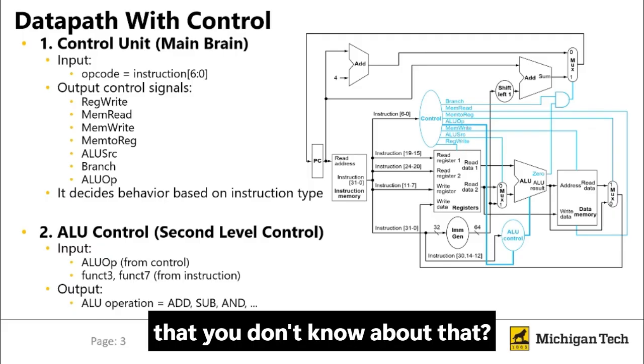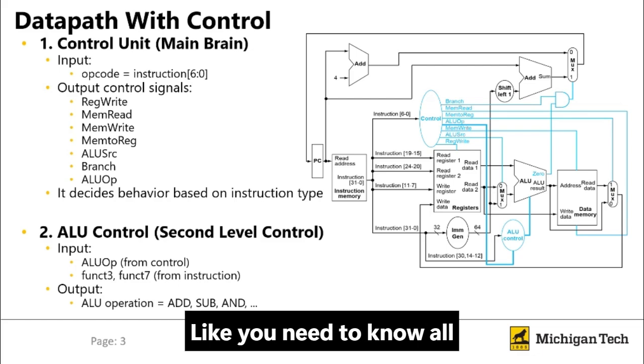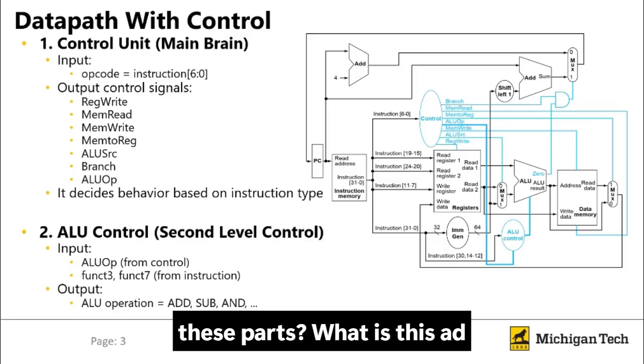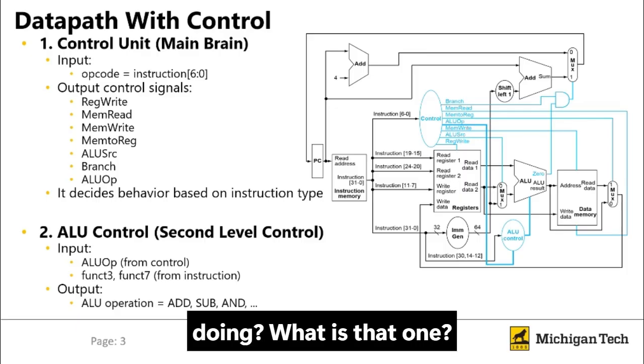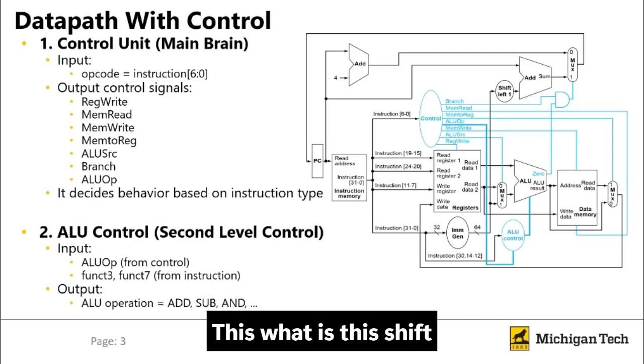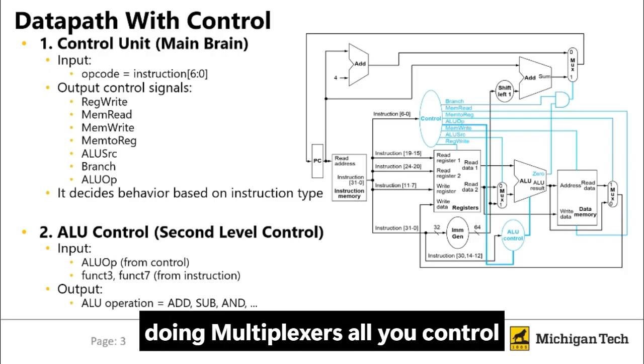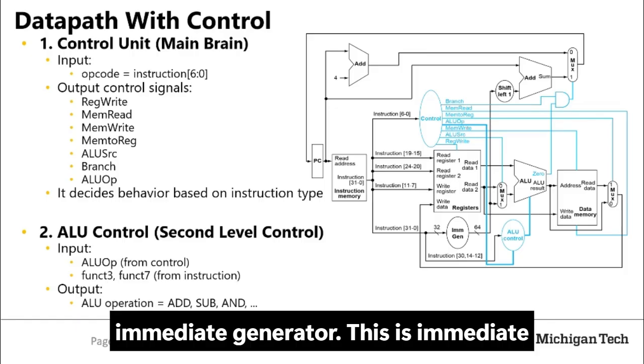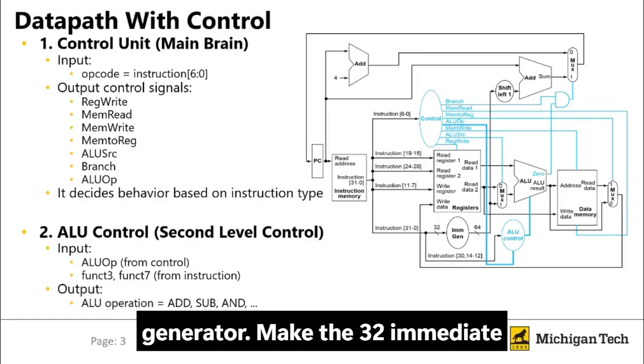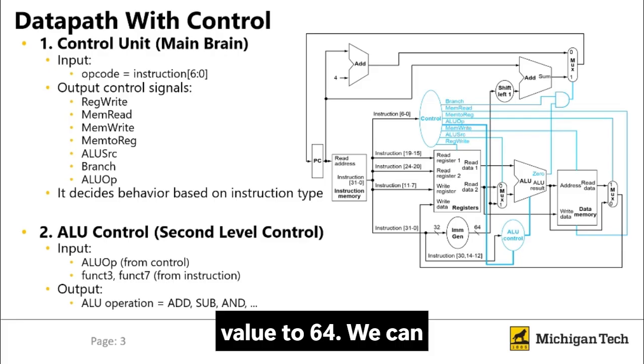Any question about this? Anything that you don't know about that? You need to know all these parts. What is this adder doing? What is that one? What is this shift doing? Multiplexers, ALU control, immediate generator. This is the immediate generator. It makes the 32-bit immediate value into 64 bits. We can use it with the ALU. You need to know all those parts.